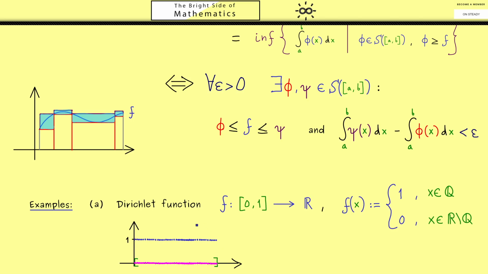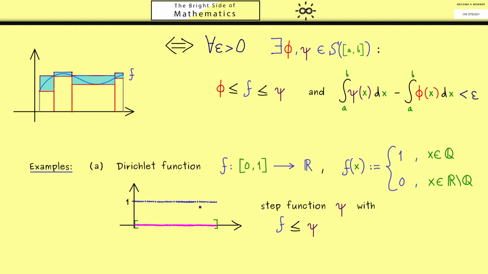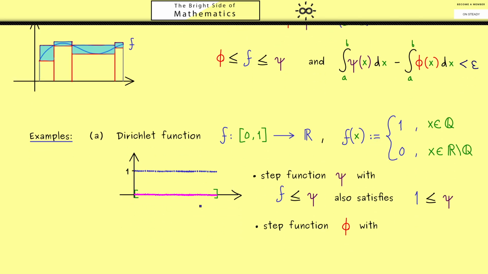You see this when you want to choose a step function psi that lies above the graph of f. Such a step function then also lies essentially above 1. This is simply because for any segment you choose on the real number line, you always find a rational number. Hence, the value 1 is always included in such an interval. Indeed, the same holds for the irrational numbers when we want to choose a step function phi from below. There, the step function also has to lie essentially below 0.